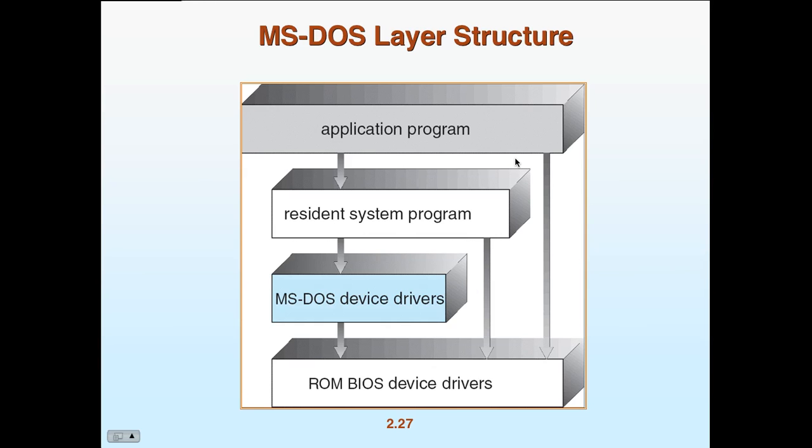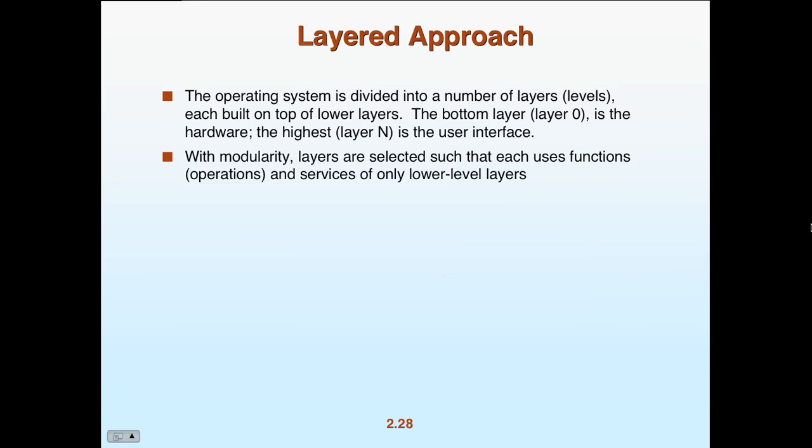This is pretty much how Windows is running as well, except there's a few more layers in the interface. So a lot of people define operating systems by a layering approach, using layers for the structure. And the layering approach is divided into a number of levels, each built on top of lower levels. And the bottom level is usually 0, which is the hardware. And the highest level is the user interface, or the user mode, if you want to call it that.